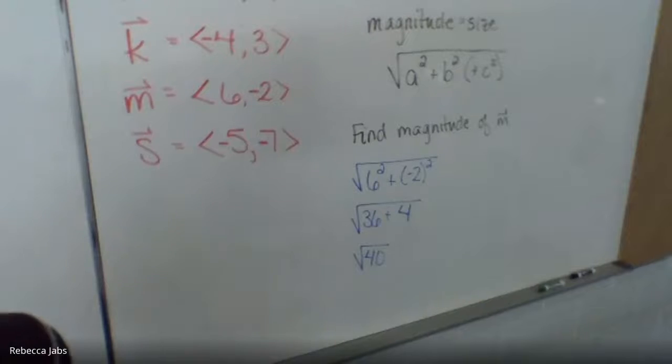We right now are trying to simplify the square root of 40. Right now we could leave our answer as the square root of 40, but remember 40 is 4.